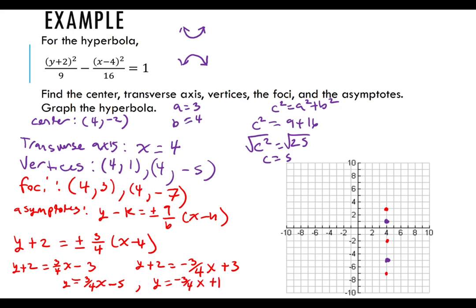Alright, so if we were to graph these asymptotes, y-intercept of 1, down 3, right 4. Notice it goes directly to the center, which is exactly what we intend. And then the other one is y-intercept of negative 5, go up 3, right 4, goes to the center. These are our asymptotes. And then our hyperbola approaches those asymptotes in a U-shaped fashion. And so there is that hyperbola.